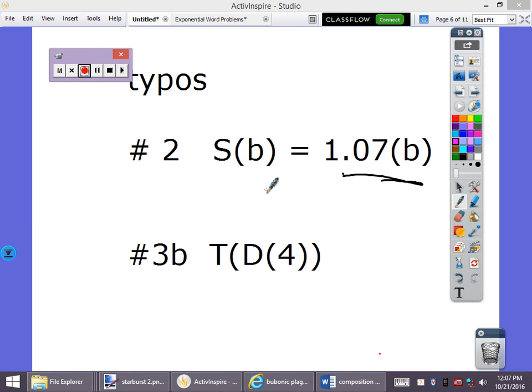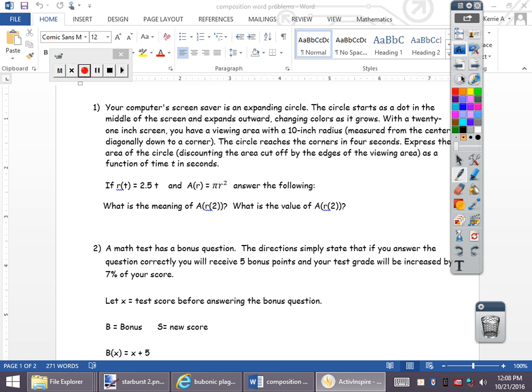All right, in this video, we're going to review how to do composition of function word problems. So let's look at the first problem. Your computer screen saver is an expanding circle. The circle starts with a dot, okay? So we have these formulas here. The first question asks A of R of 2.